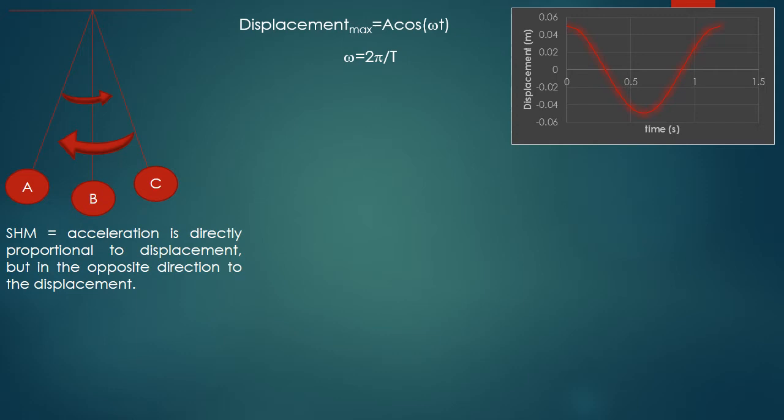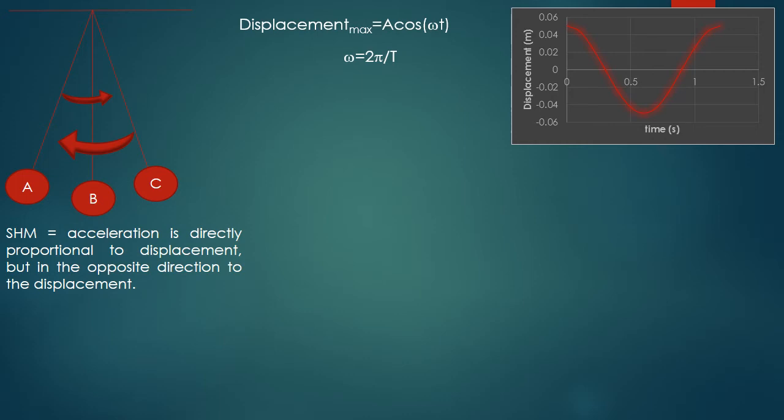That is for the pendulum to go from A, pass B, to C, stop at C, pass B again and get to A. Capital T is the time taken to complete one full oscillation. It's a cos graph because at time t equal to 0, the graph is at its maximum value and the pendulum bob is at its maximum displacement.